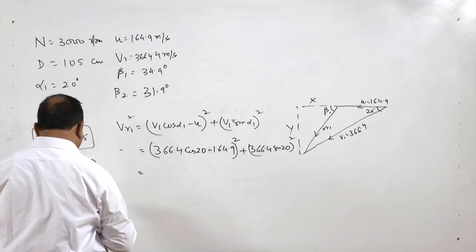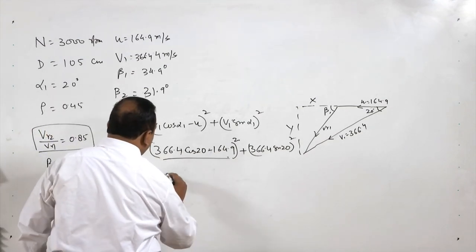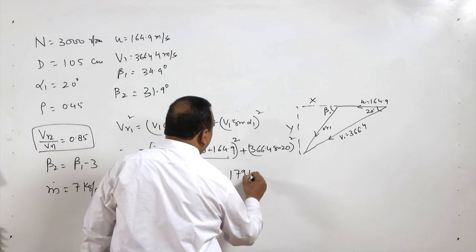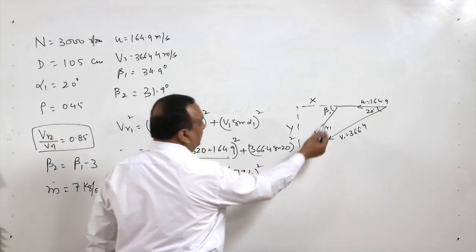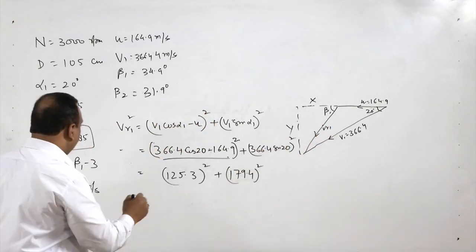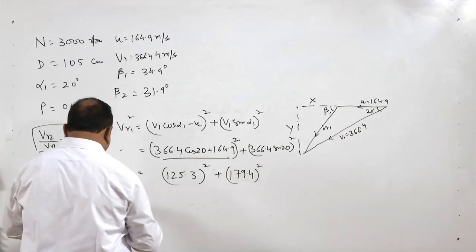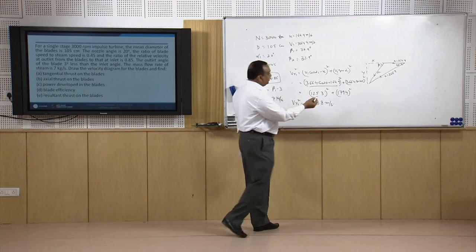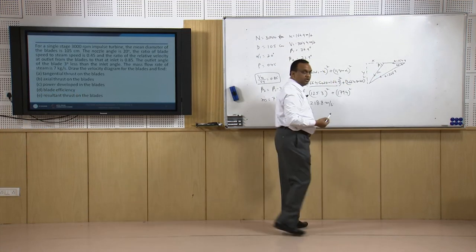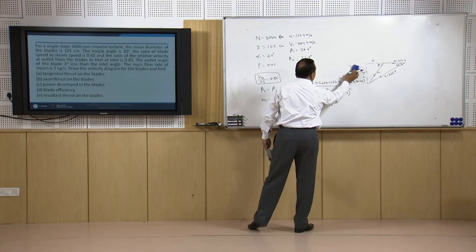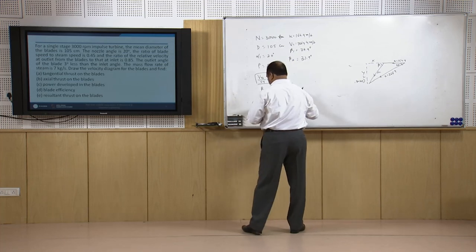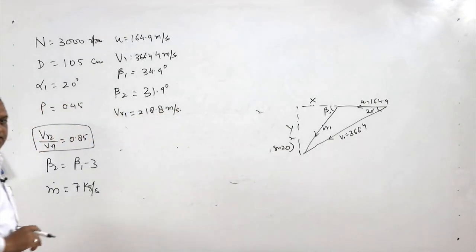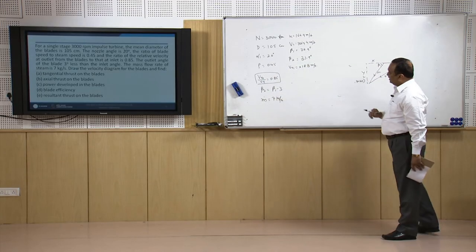Now, this will give 125.3 whole square plus 179.4 whole square. Because this is a right angle triangle, this square is equal to this square plus this square, right? And then we get VR1 as 218.8 meters per second. And here also, because V1 is greater than VR1, we can see from here, and numerically also we are getting VR1 as 218.8 meters per second. So, VR1 is 218.8 meters per second.